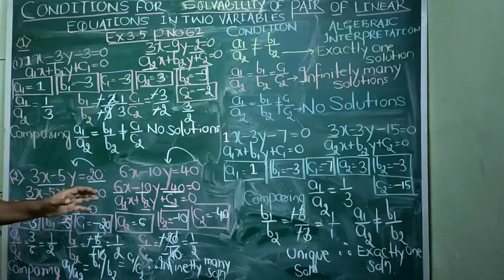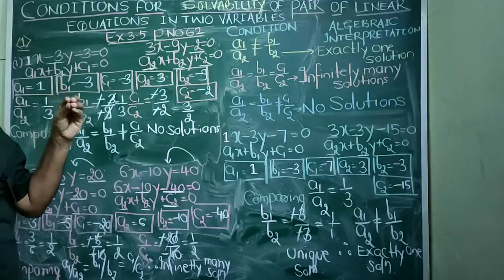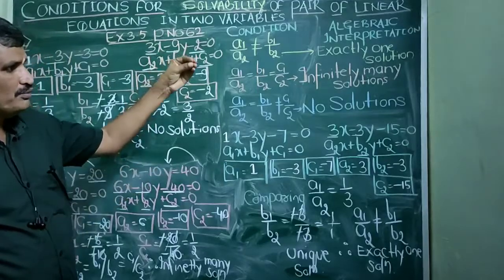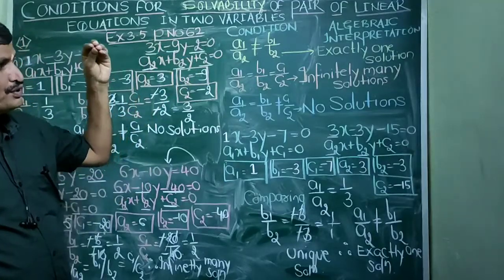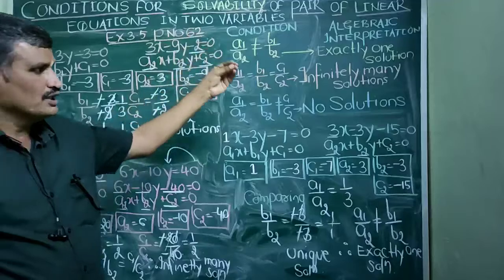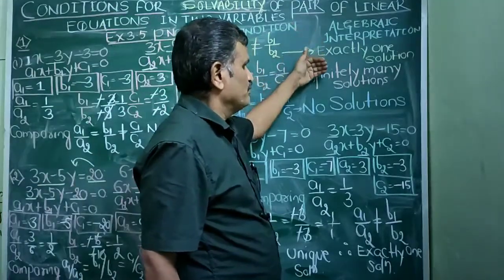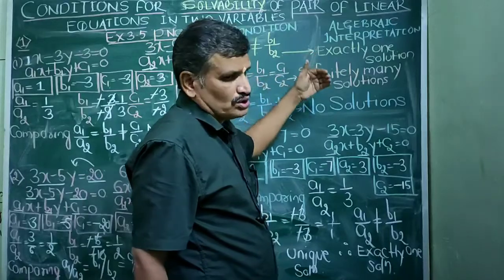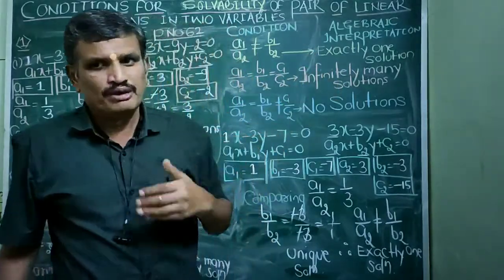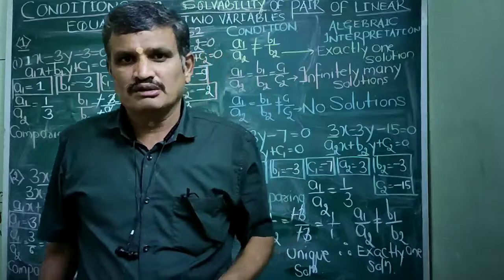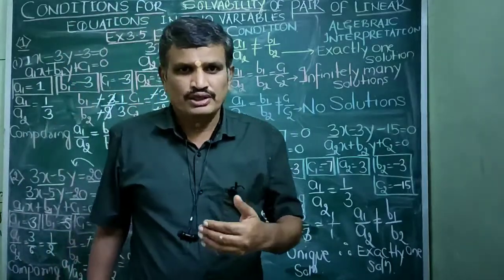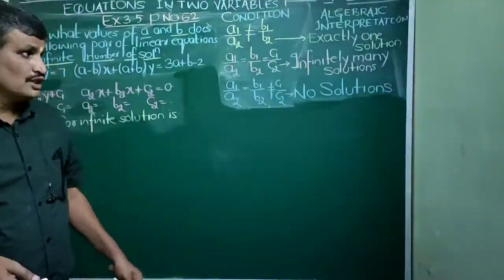So dear children, I have solved 3 out of 4 problems, and all the 3 problems are of different varieties. I have solved exactly one solution, infinitely many solutions, and no solutions. So the remaining problems, the solved examples and remaining problems, you should try to do yourself as homework.